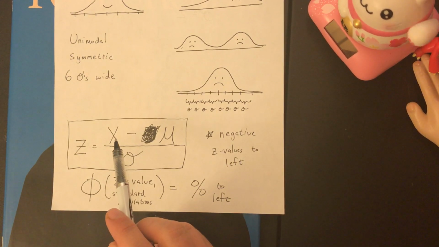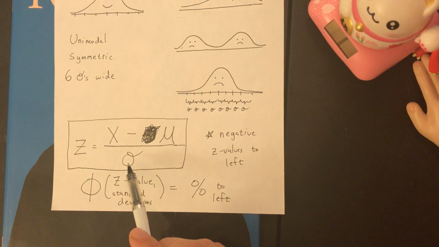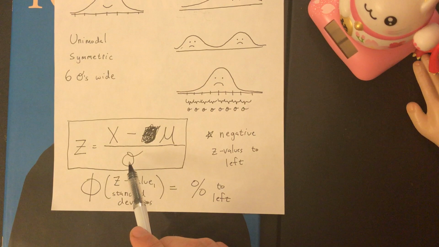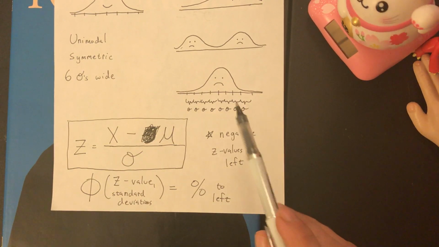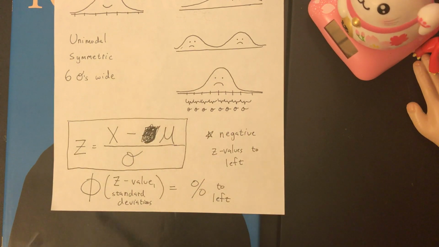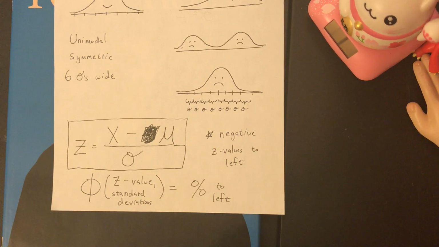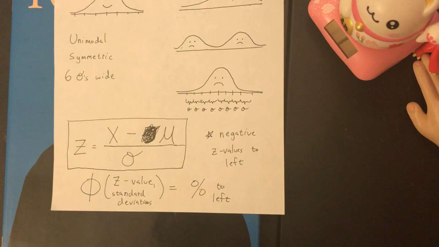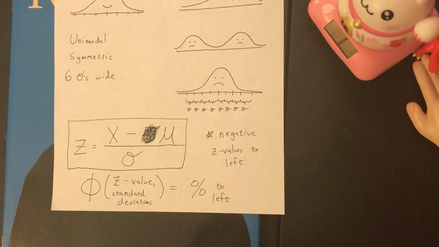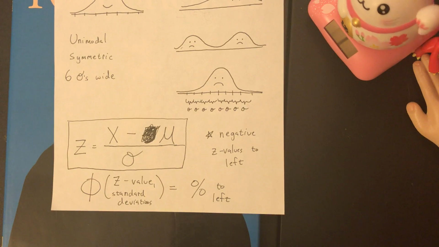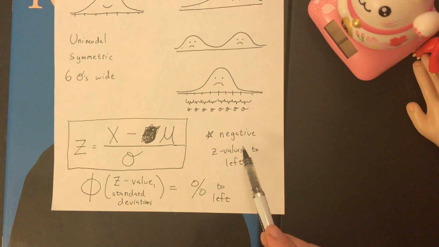Z equals x, that's your data value, minus Greek letter mu, that means the mean, divided by the standard deviation. We do this to locate where the data point is on the curve. We call it the z-score. Here's the critical thing. That name is kind of weird, kind of unneeded. We should just call it the amount of standard deviations. That's what a z-score is. And we go to the left by just making that number negative.